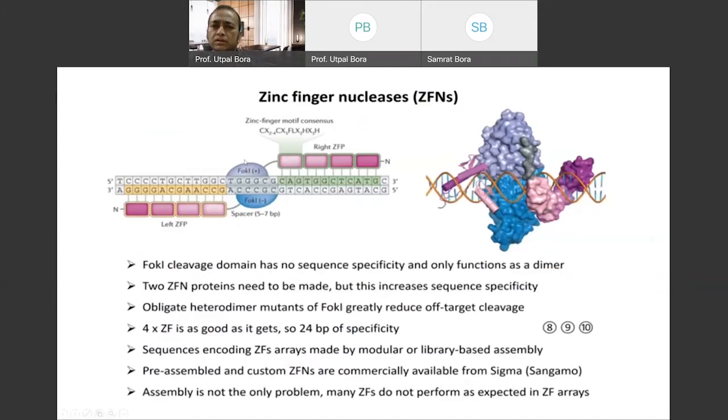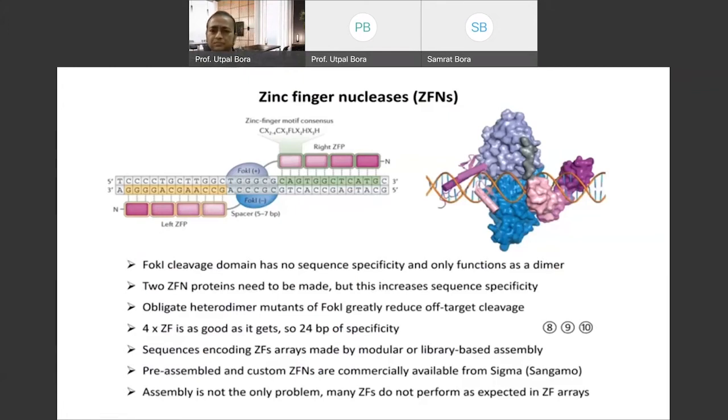So this is the FokI enzyme. You can see we are only using half of the dimer. This is a monomer which is used here, and the other monomer comes in on the complementary strand. What is the exact mechanism? We will go into it later.